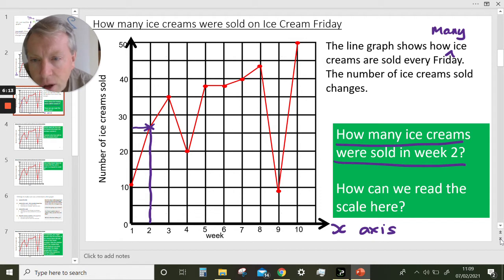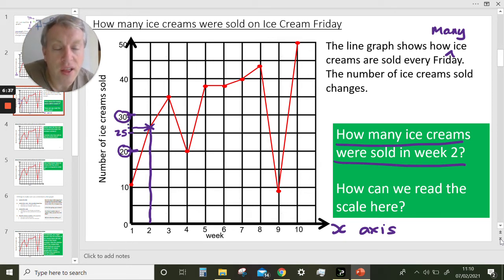Okay, hold on, what's the number? Well, now we need to look at the scale. Here is 20. 20 is this line here. 30 is here. Halfway between 20 and 30 is 25. So we are looking for a number, maybe 26, 27, 28, 29.